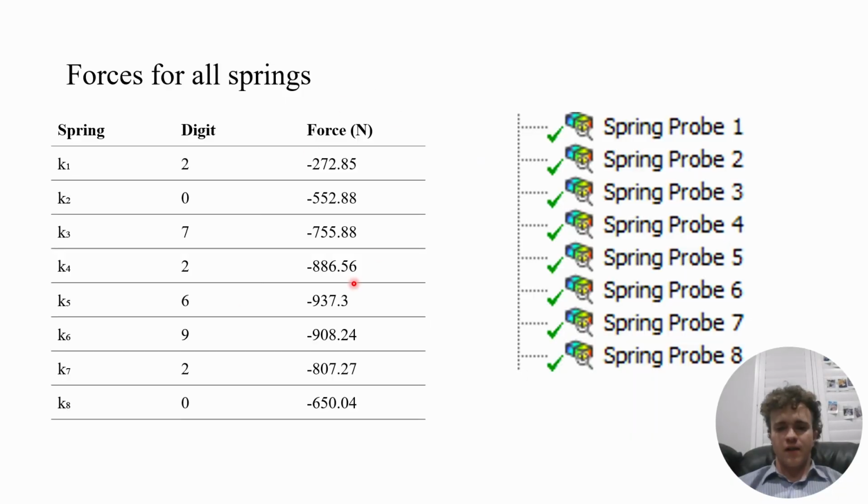As for our reaction in all the springs, I used those named sections that I used in my spring placement to put a probe at each of the 8 springs. From those probes, I got basically compressive forces in each of the springs. And the most compressive force was in spring number 9, K6.